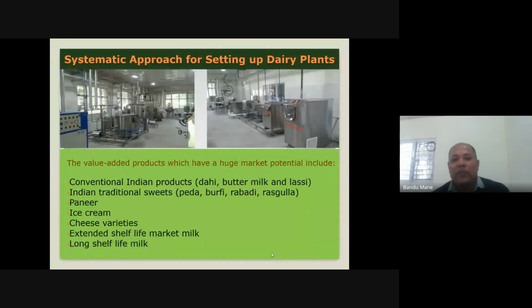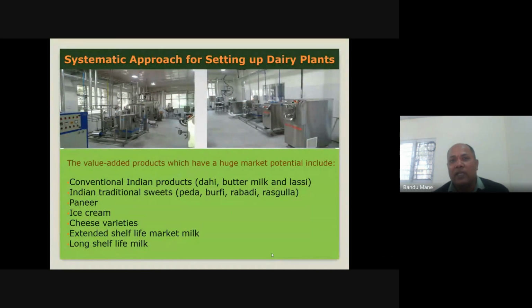So apart from the liquid milk, the conventional Indian dairy products, Indian traditional sweets like peda, burfi, rabdi, rasgulla, srikhand, and other products are available and can be a business opportunity. Apart from that, there's paneer, ice cream, cheese, different varieties of cheese. You observe that mozzarella cheese has very large demand in the Indian market for pizzas. Then extend the shelf life of milk products.